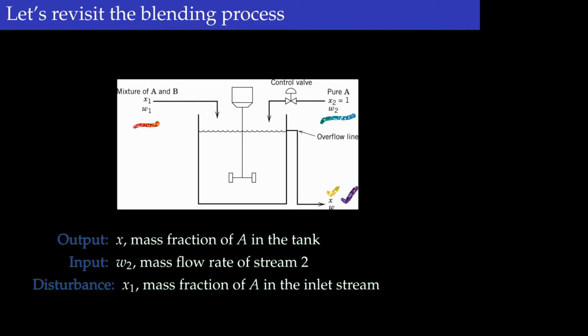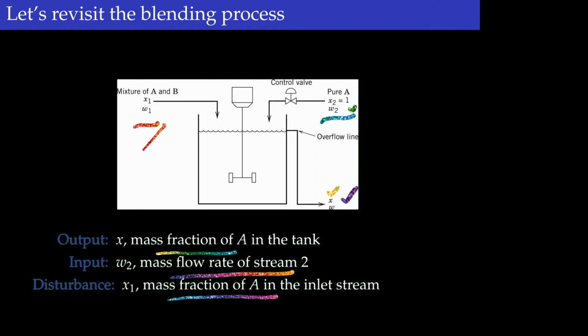Now, for example, this can be sulfuric acid. So sulfuric acid may be imported as, suppose, 90 or 95% and then mixed with water to produce sulfuric acid of desired concentration, maybe 5%, 10%, or so on. So the output is the mass fraction of the main component. Here, just for the sake of simplification, I took A. And the input is the mass flow of stream 2, meaning how much of the pure diluent you are using. And the disturbance for this case can be the mass fraction of the concentrated stream.